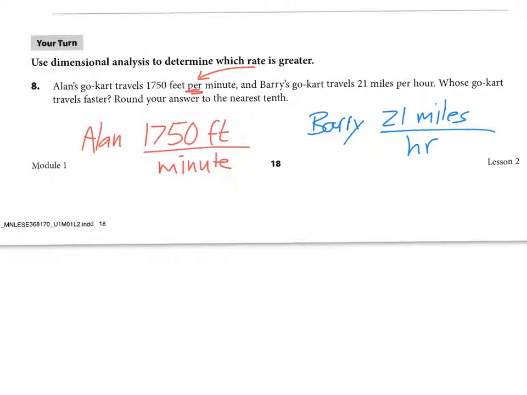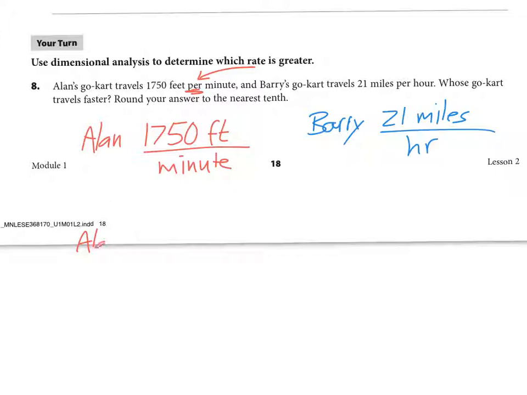So I've got to change Barry to feet per minute or Alan to miles per hour. It doesn't matter which you do, but all you're trying to do here is convert them. It says, whose go-kart travels faster, round your answers to the nearest tenth, which I'm not really sure why you're rounding answers because it doesn't really matter. But what I'm going to do is I'm going to change Alan, okay?